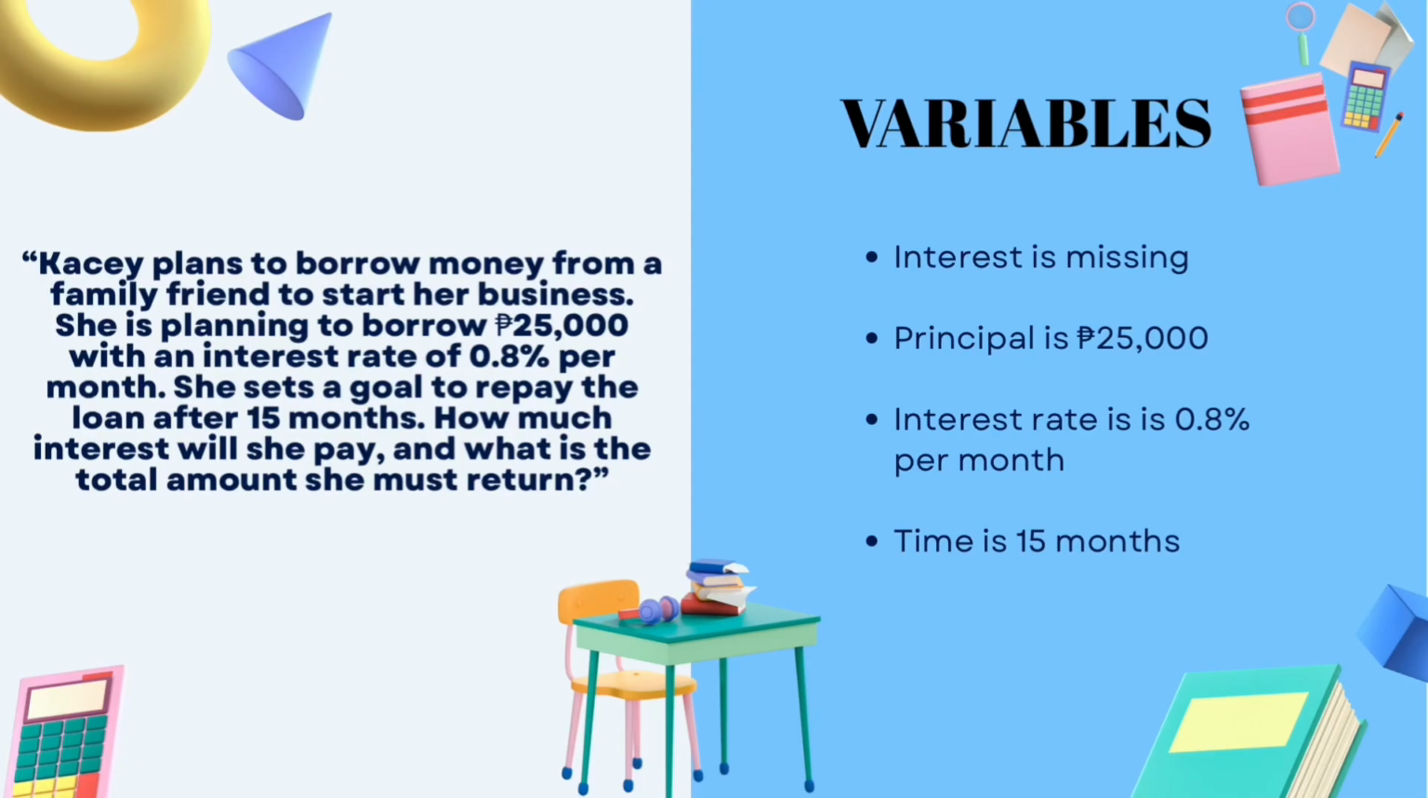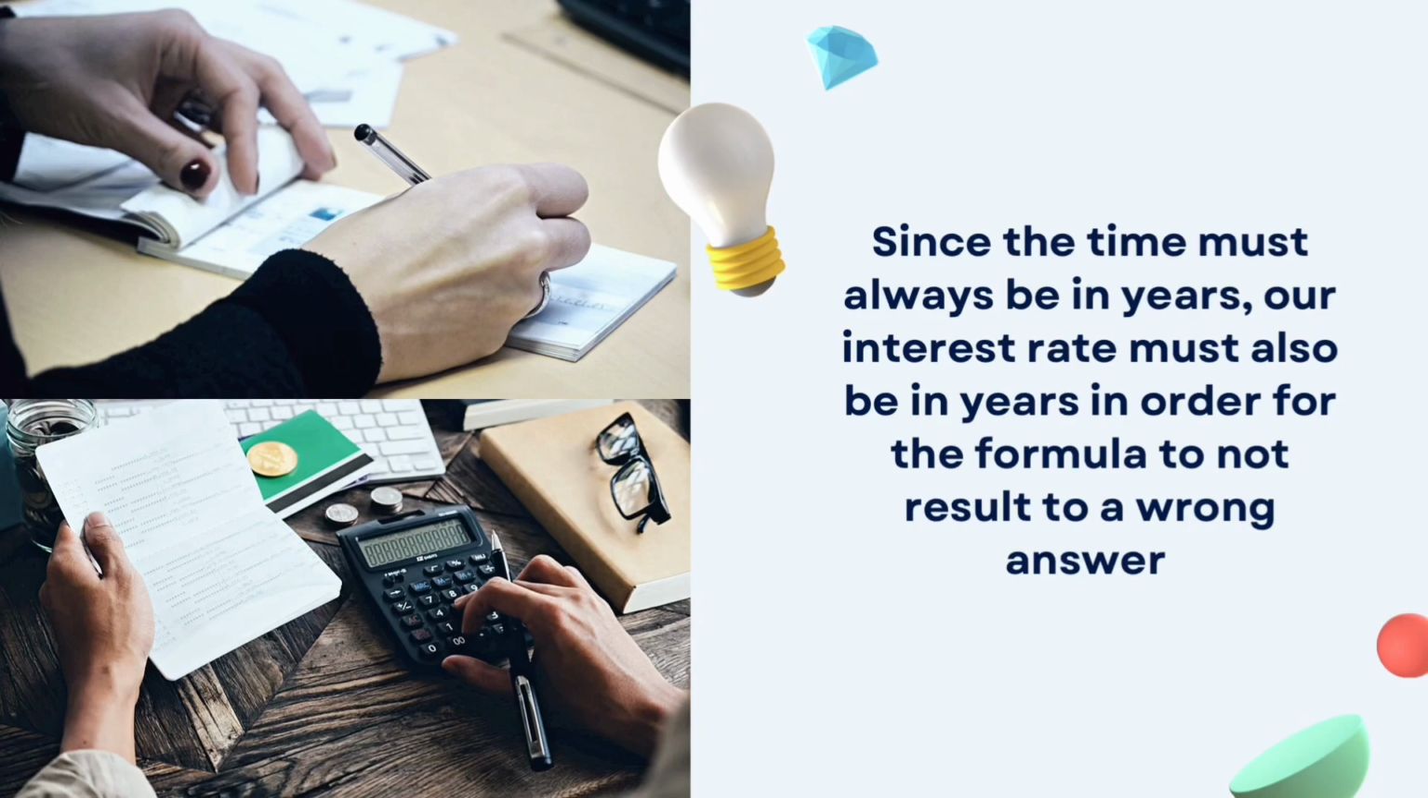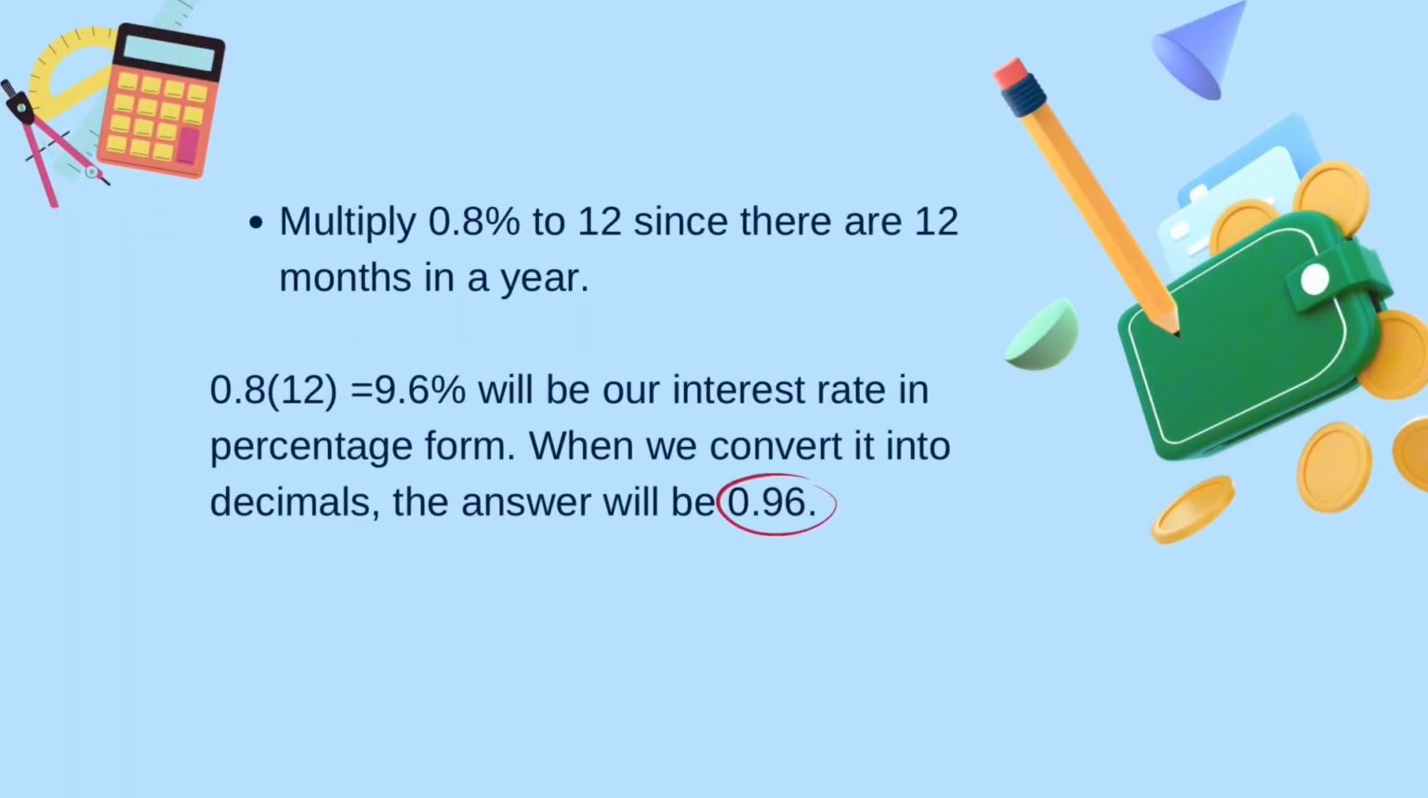Let's identify our variables. Interest is missing. Principal is 25,000. Interest rate is 0.8% per month. And time is 15 months. Since the time must always be in years, our interest rate must also be in years, in order for the formula to not result in a wrong answer. We multiply 0.8% by 12, since there are 12 months in a year. 0.8 times 12 equals 9.6%. This will be our interest rate in percentage form. When we convert it into decimals, the answer will be 0.096.